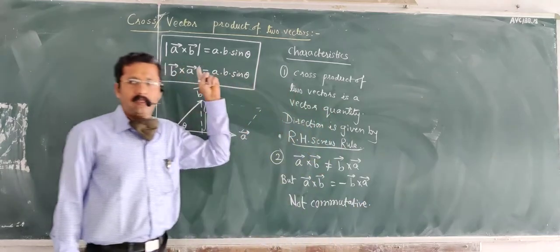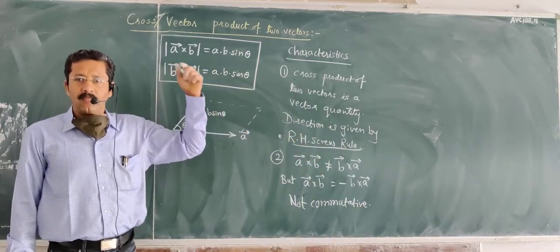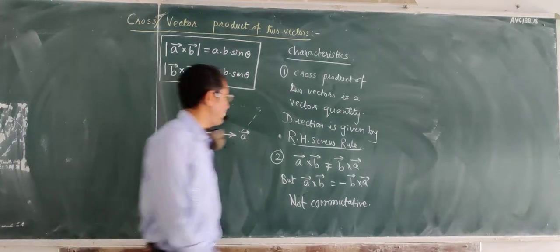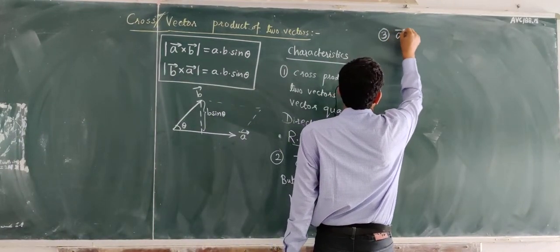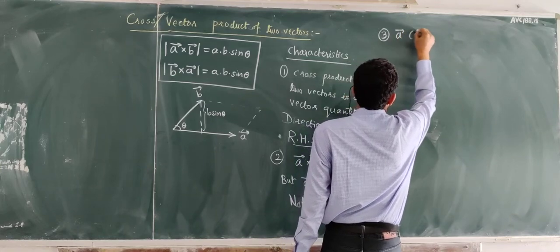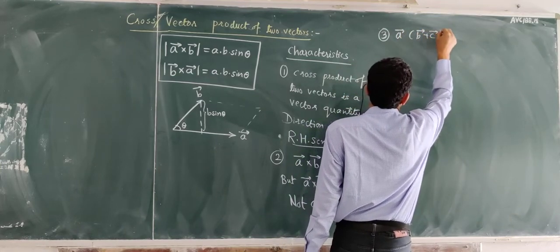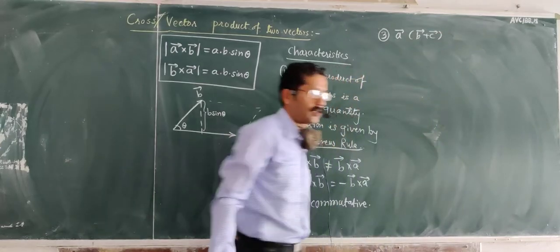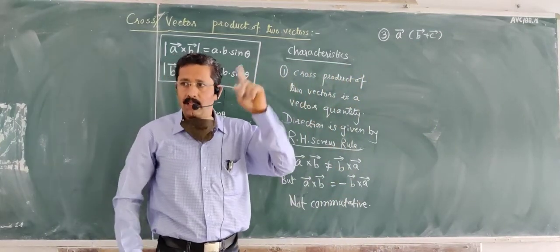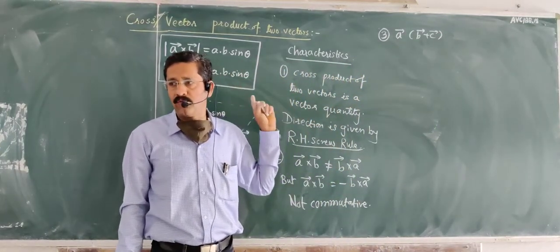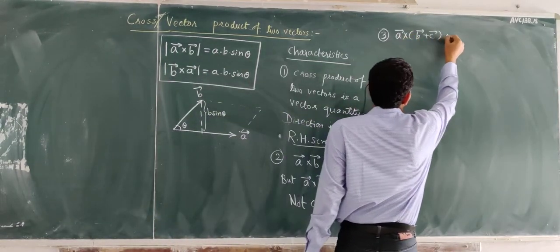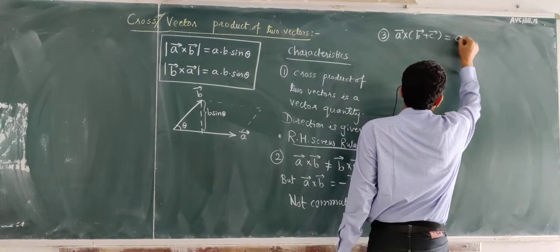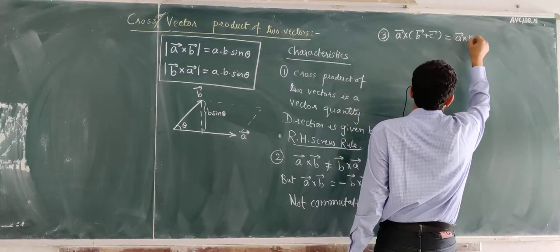So vector product is not commutative. The next property in scalar product that we have studied was that A dot product with B plus C is equal to A dot B plus A dot C. The similar thing is also true in case of vector product, that A cross B plus C is equal to A cross B vector plus A cross C vector.